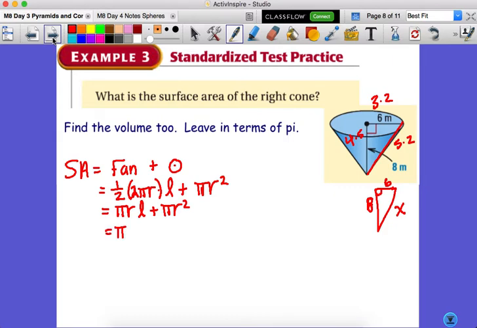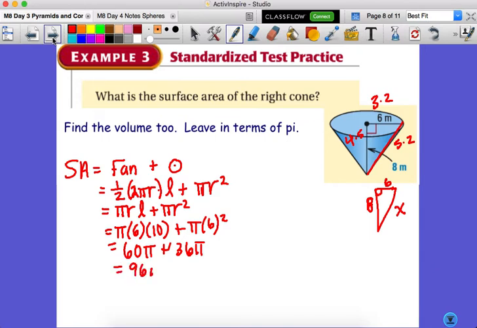So pi times my radius times the slant height plus pi times my radius squared. In the front here, I have 60 pi, and on the back end, I have 36 pi. So 60 and 36 added together give me 96 pi square meters.